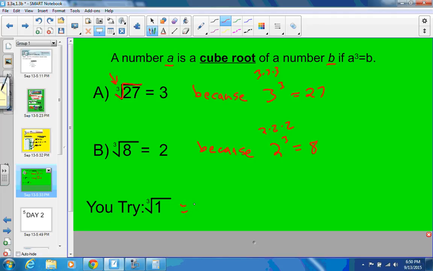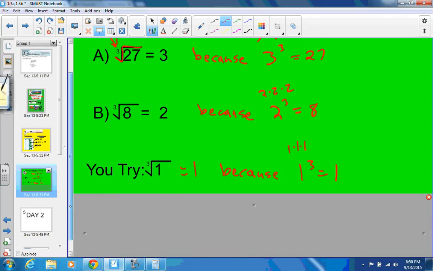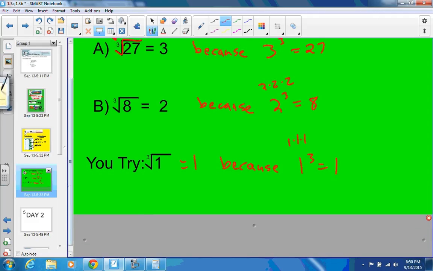It is equal to 1 because 1 cubed equals 1. Now that's not 1 times 3. That's 1 times itself 3 times. And 1 times 1 times 1 is just equal to 1. Okay? So that's the intro to cube roots and square roots.